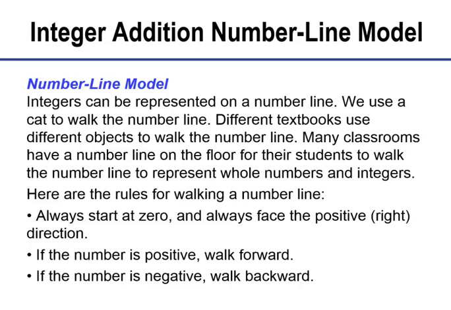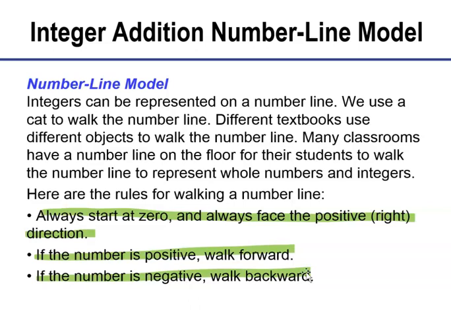Here are the rules for walking a number line. Very important here. Always start at 0. And always face the positive direction. So when you're adding, you need to always face the positive direction. If the number is positive, you walk forward. If the number that you're adding is negative, you walk backwards. Okay? So again, addition, always face the positive direction, which is towards the right. If you're adding a positive number, you walk forward. If you're adding a negative number, you walk backwards.